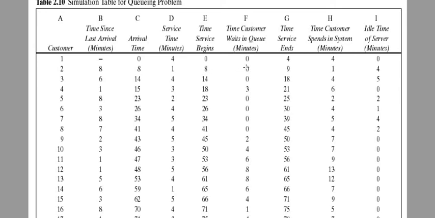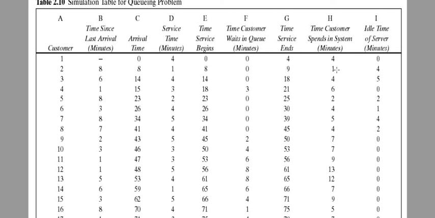Okay, so there is no waiting time because the customer has come at 8 and has begun its service at time 8. That's why there is no waiting time, and the service time is 1. That's why it will end the service at time 9.